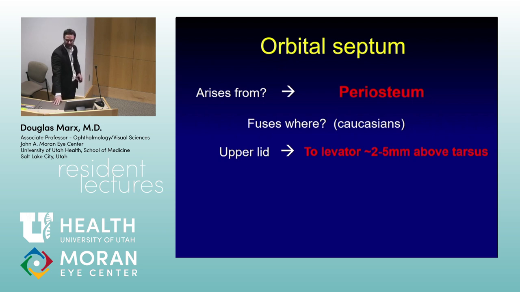What are you going to hit? Their peripheral arcade, because it runs right on top of the tarsus, right? And then you're going to hit their Mueller's muscle, and they're going to hit their conjunctiva, and all of a sudden you're looking at their eye. So anytime we make a lid crease incision, we are always angling.